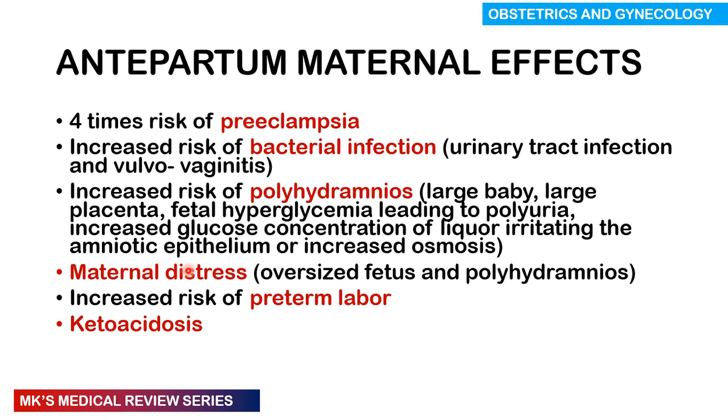Then also some of the glucose that's present in the liquor is going to irritate the amniotic epithelium, and this is also going to increase osmosis. There is also maternal stress due to the increase in size of the fetus, the fetal macrosomia, and even the polyhydramnios. There's an increased risk of preterm labor, which is seen with polyhydramnios and even a large baby. And there is also a risk of ketoacidosis. I'll do a separate video of the management and approach to diabetic ketoacidosis in pregnancy.